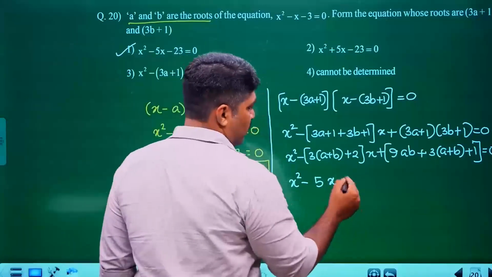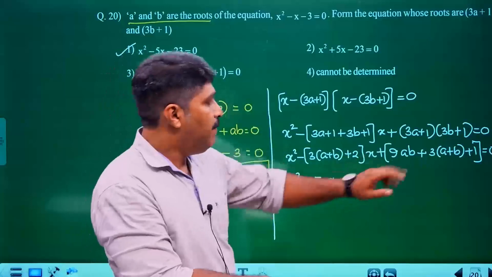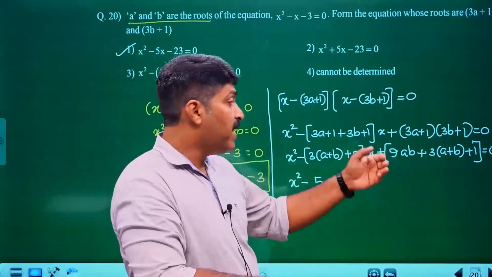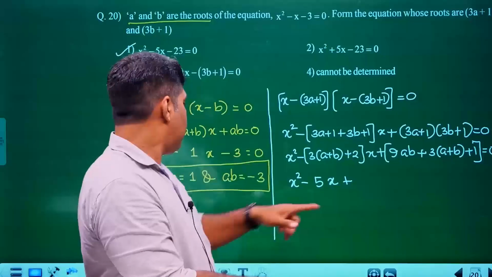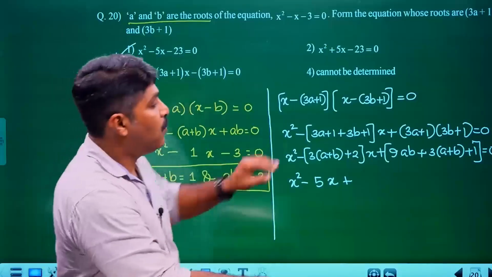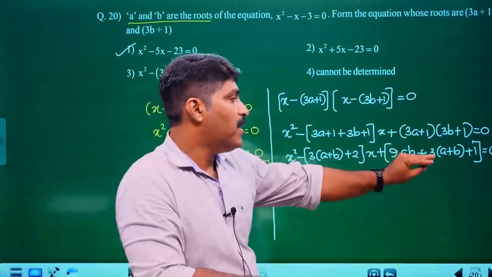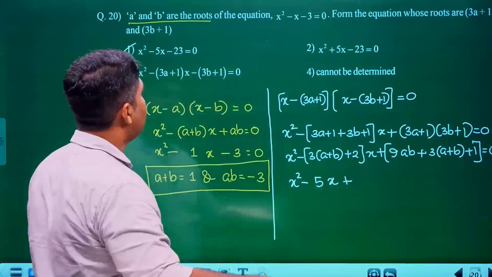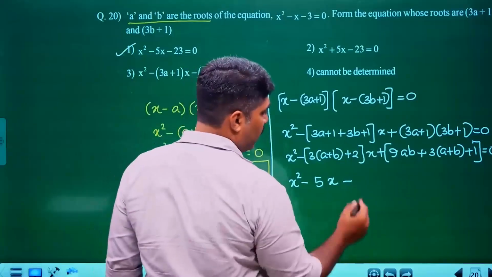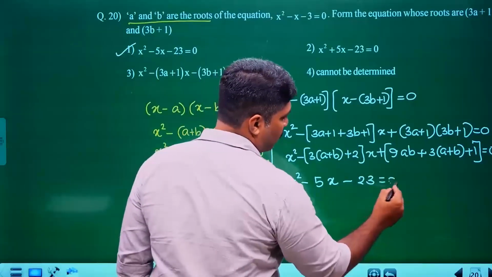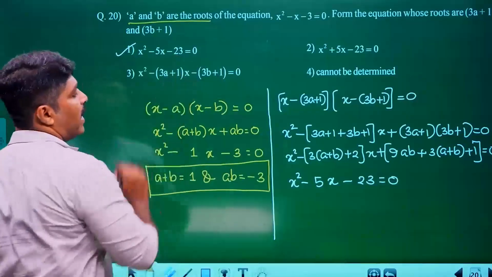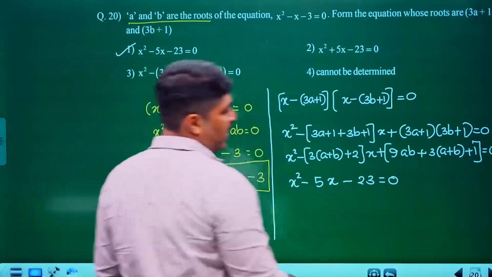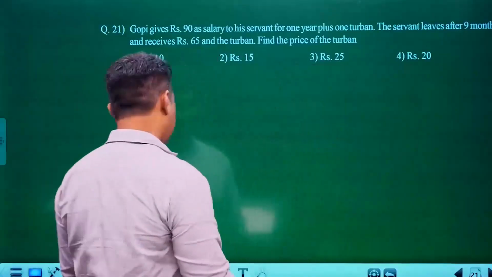So here, the last term, 9ab. Here ab is minus 3, so 9 into minus 3 becomes minus 27. Plus 3 into (a plus b), that is 3 itself. So minus 27 plus 3 plus 1 is equal to minus 23. So we get minus 23 equal to 0. Therefore, no doubt, our answer is x squared minus 5x minus 23. This is the algebraic approach towards this quadratic equation.